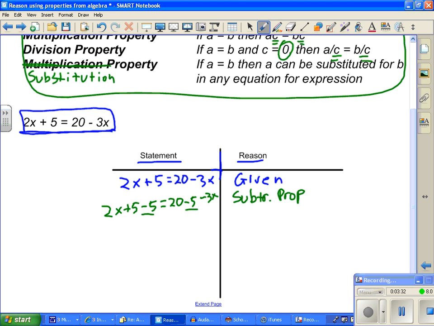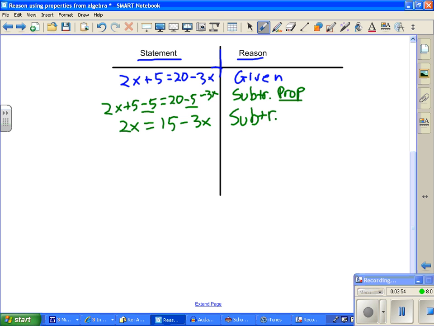Now I can actually subtract, and I get 2x plus 0, so I don't need to write it, equals 20 minus 5 is 15 minus 3x. And that was just actually subtracting. Isn't that what I did? I subtracted 5 from 5 and 5 from 20. So that's my reason. I used the property to add more numbers to it, but then I just subtracted those numbers. Now the next thing I would do to this is add 3x to both sides.